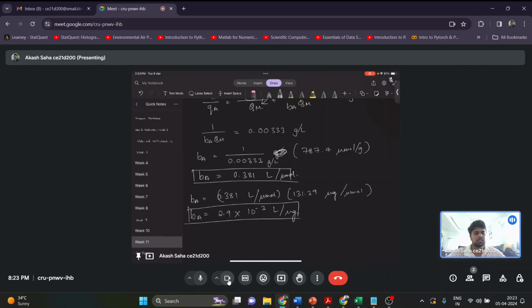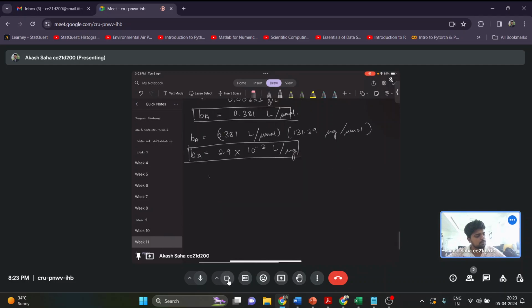Okay. So we will just plot the graph between Ca by Qa and Ca, and we will get the curve. So that curve will be in terms of y is equal to mx plus c. We will get the slope, we will get the intercept, and we will calculate the corresponding values. So my m term was 1 by Qm and this one was 1 by Ba Qm. Okay, so this is what it is about the Langmuir.